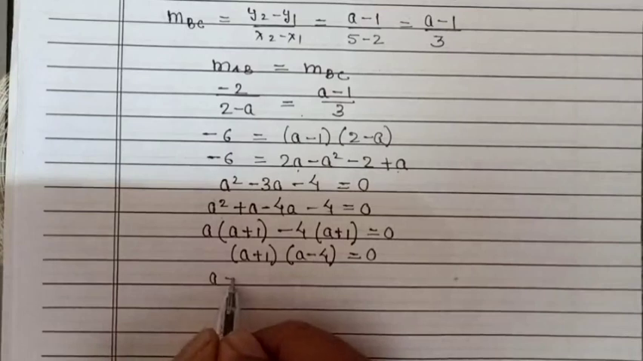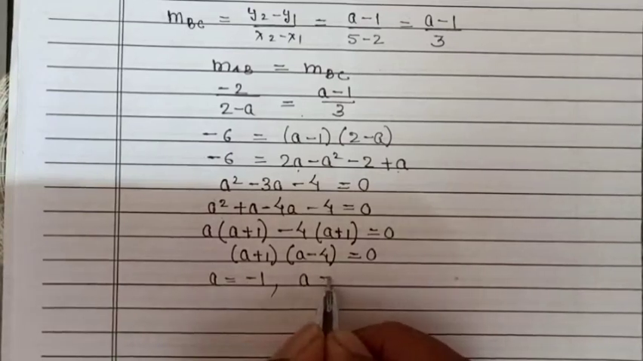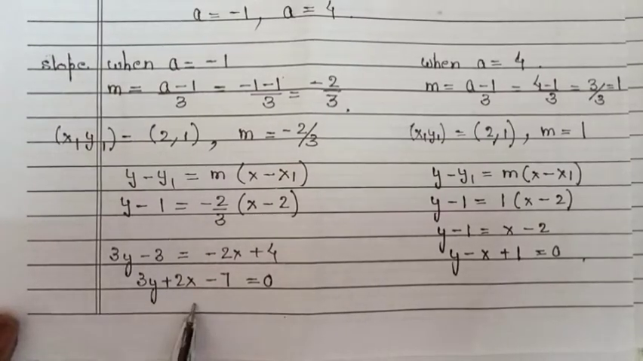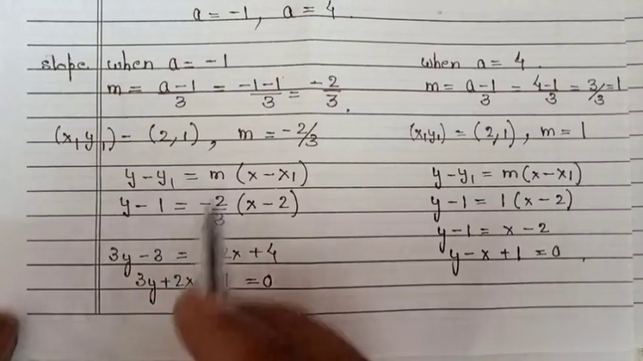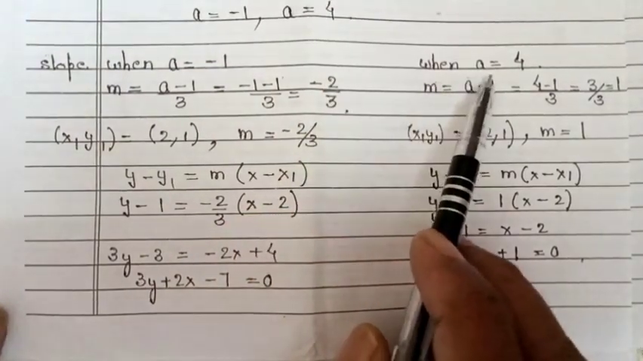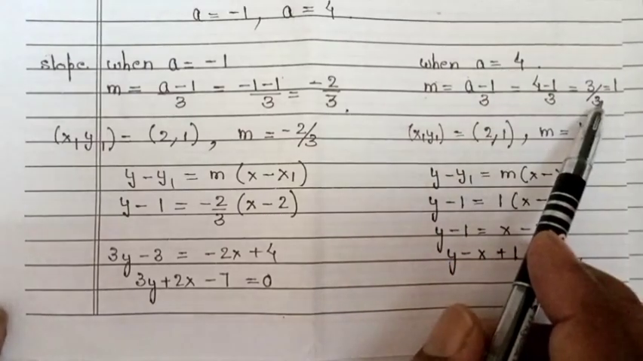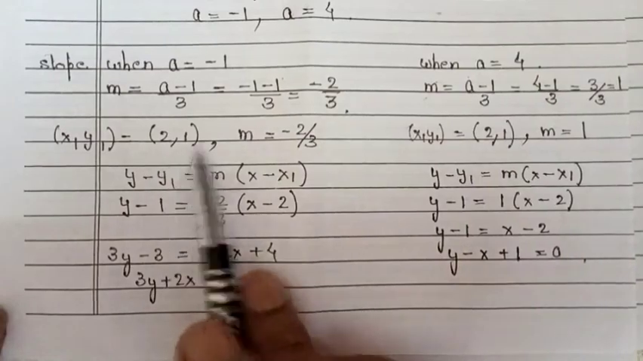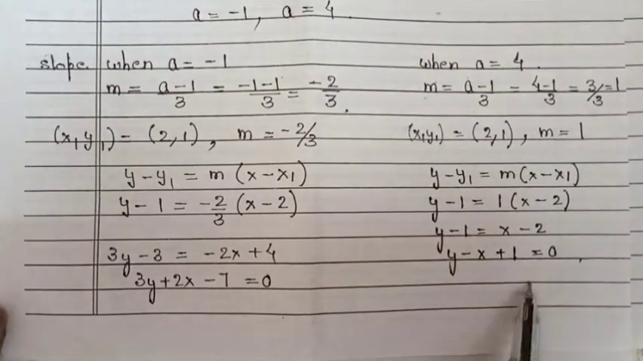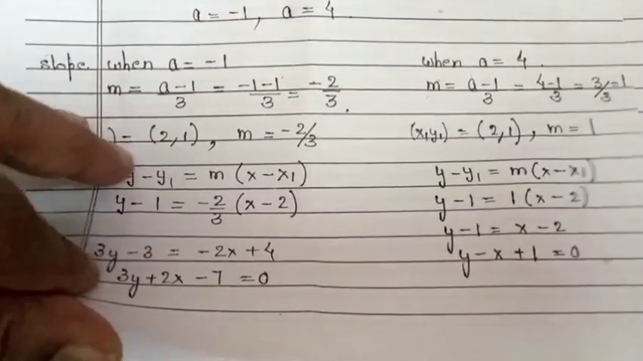So a is equal to minus 1. Equating this one will give you a, so here we can get this equation. Similarly, the second value for a was 4. So when we are substituting value for a as 4, we are getting slope as 1. Again the same point 2 comma 1, and this time the slope as 1. So you can get the second equation. Hope this is clear to you now.